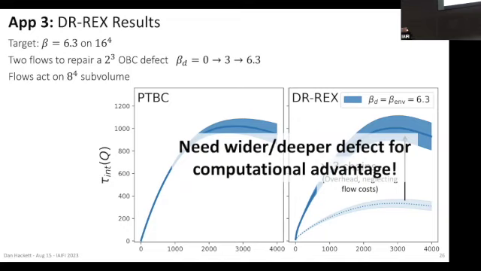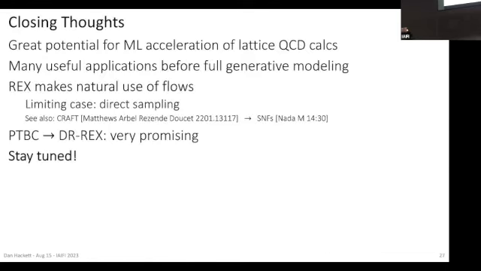The general method has been shown to work in other cases. We just need to go to deeper and wider defects to make this work. So there's a clear machine learning target to move to from here. Okay, so that was everything I wanted to show you.